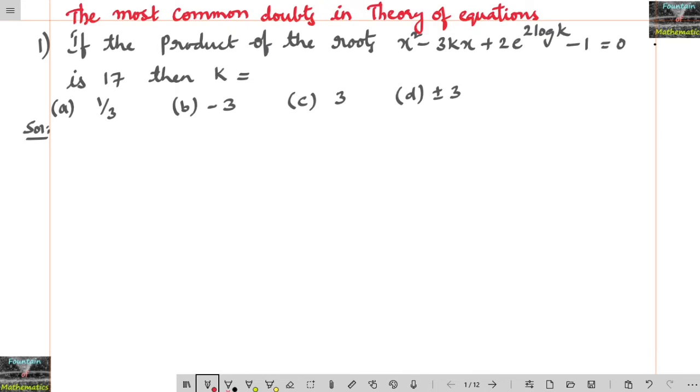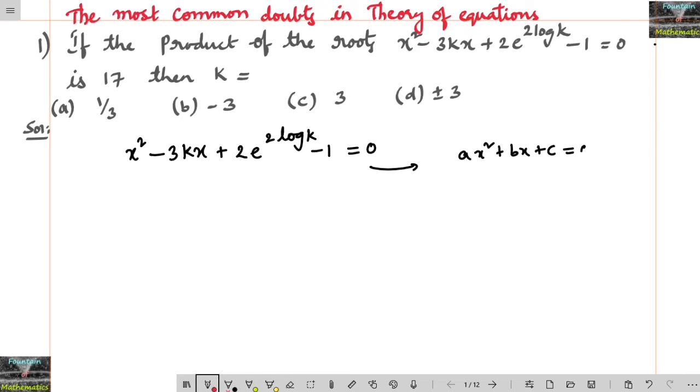So let me write the quadratic equation. It is x square minus 3kx plus 2 e to the power of 2 log k minus 1 equals to 0. Comparing this equation with ax square plus bx plus c, the general equation of second degree, where a is not equal to 0, here a is 1, b is equal to minus 3k and c is equal to 2 e to the power of 2 log k minus 1.